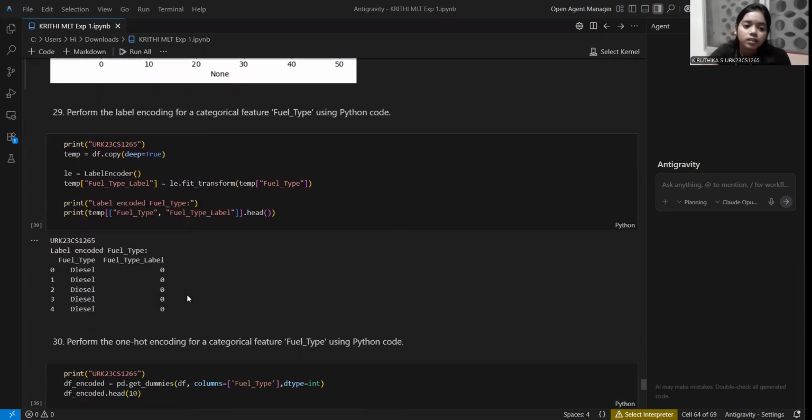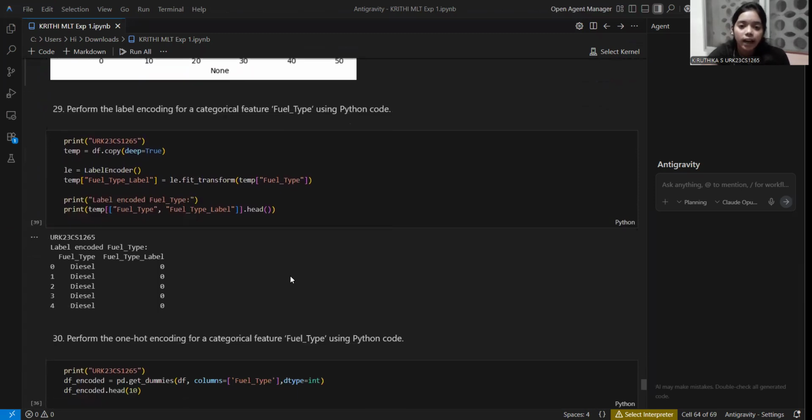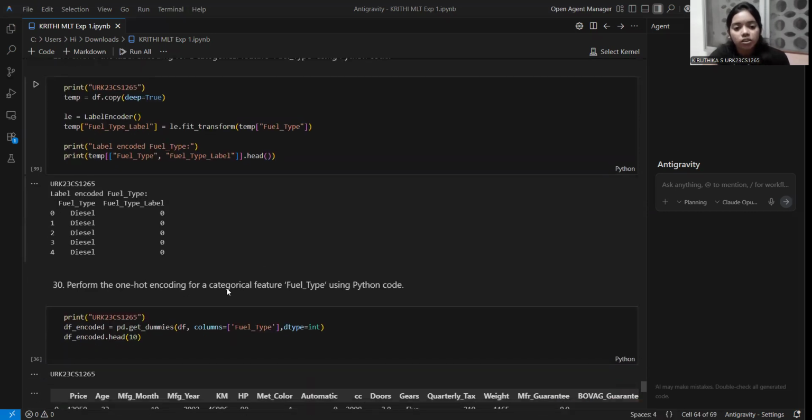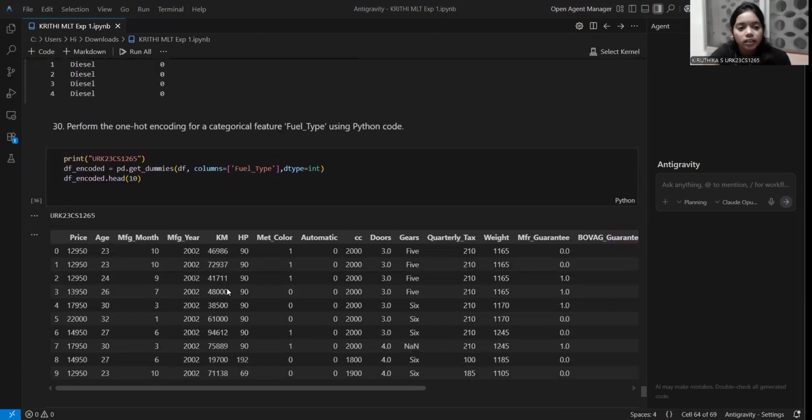And the 29th question is label encoding. Categorical values like fuel type are converted into numbers. Example, petrol is 0, diesel is 1, CNG is 2. This is required for machine learning models. And the 30th question is one hot encoding. Creates binary columns for each category. Example, fuel type petrol, fuel type diesel, fuel type CNG. Values are either 0 or 1. This prevents model from assuming original relationship.